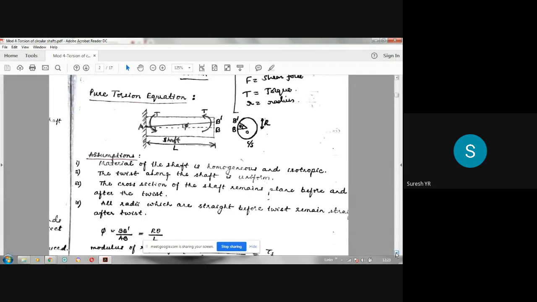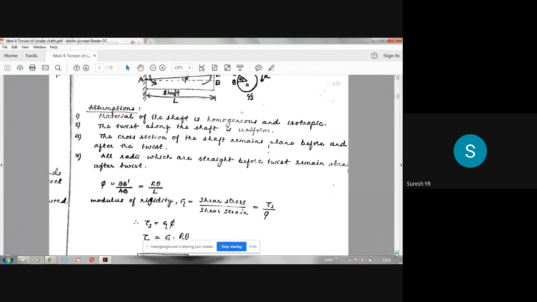Simple derivation, two steps. You have two stages. You are going to derive this equation. Just like your pure bending equation, you have got this pure torsion equation. So pure torsion equation, when a shaft is subjected to only torque, this equation is used. So the material of the shaft is homogeneous and isotropic. Same assumption we are using there also in the bending equation.